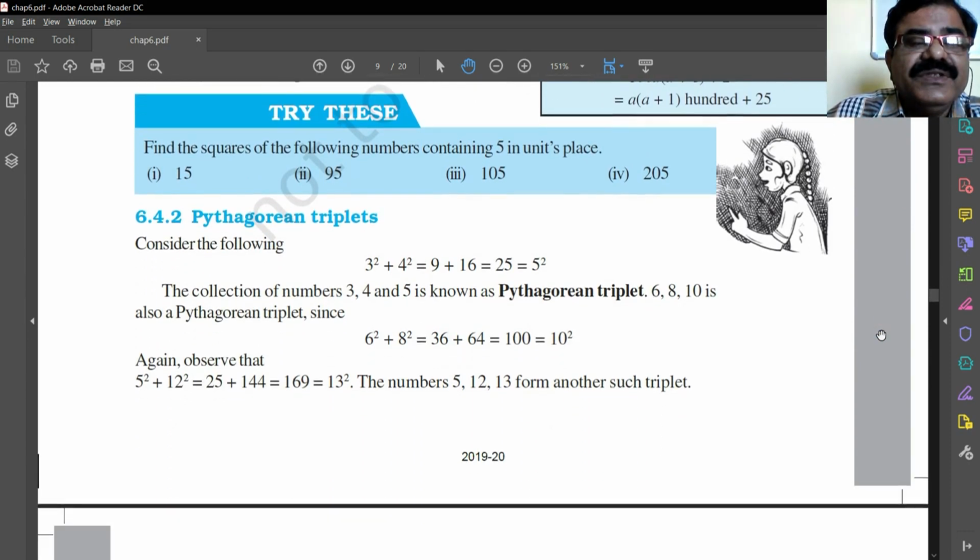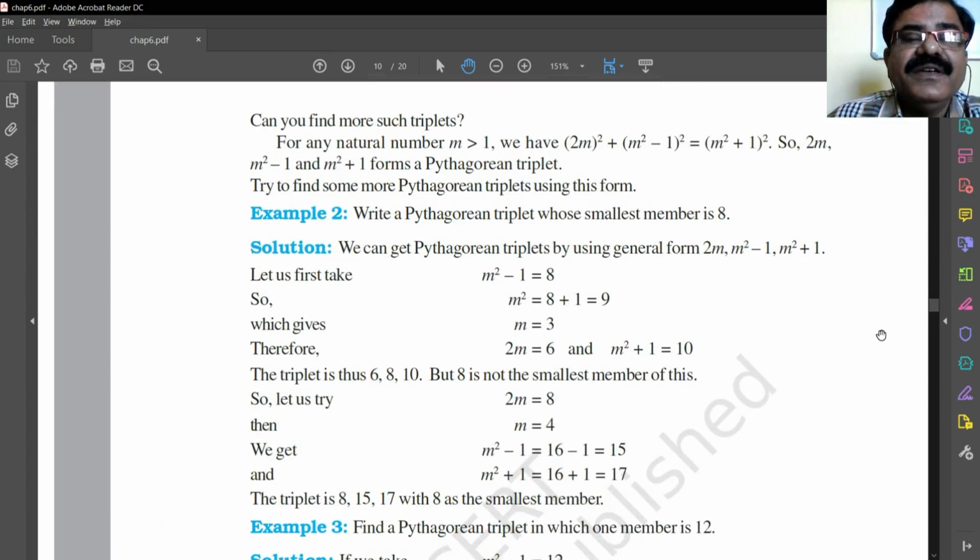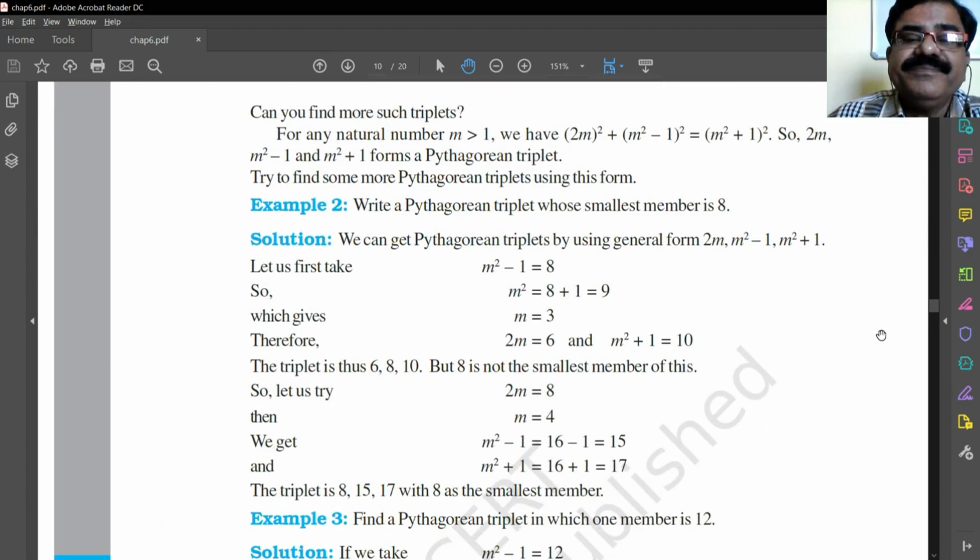Now think about Pythagorean triplets. For example, 3 square plus 4 square is equal to 9 plus 16, which is equal to 25, which is equal to 5 square. So the collection of the numbers 3, 4 and 5 is known as a Pythagorean triplet. Similarly, 6, 8 and 10 is also a Pythagorean triplet. You can check and verify it by taking examples using the Pythagoras theorem.